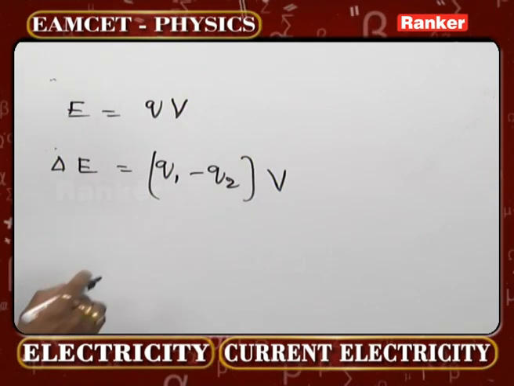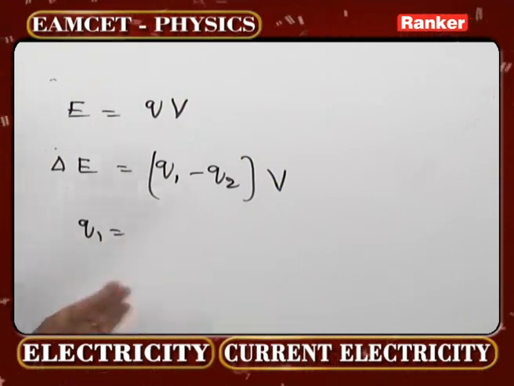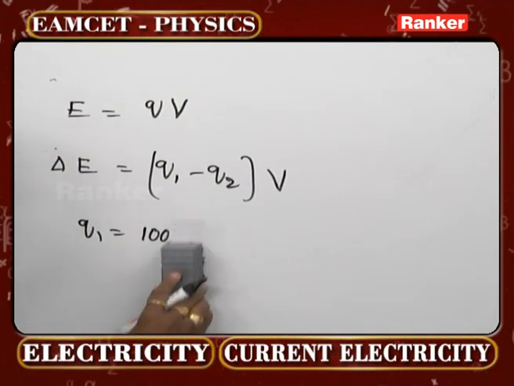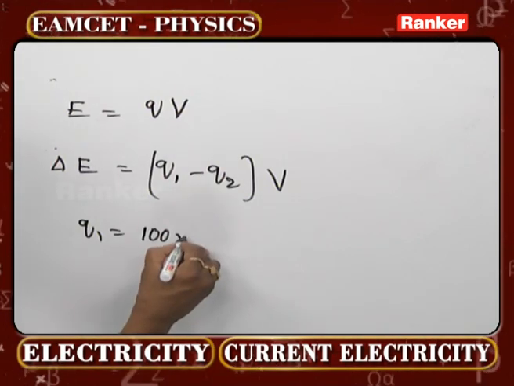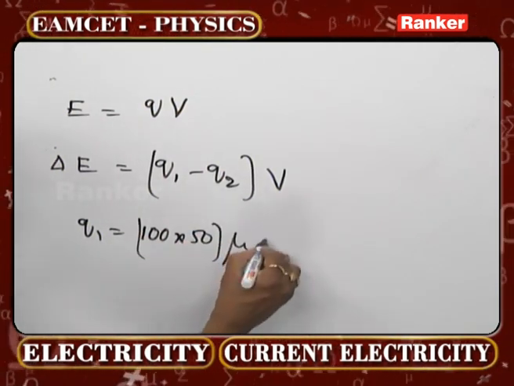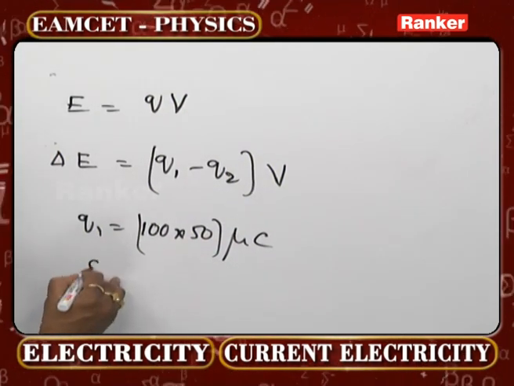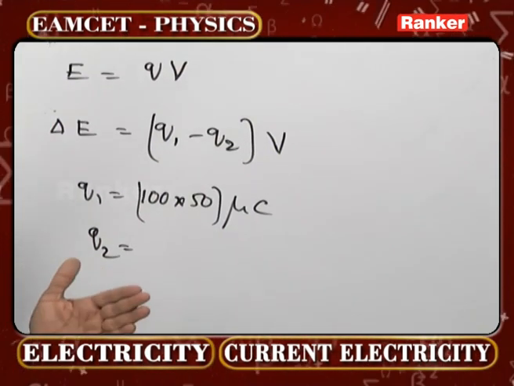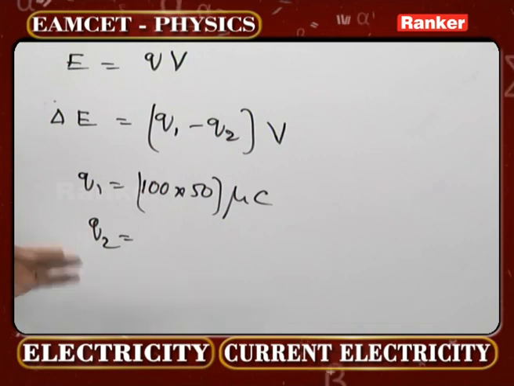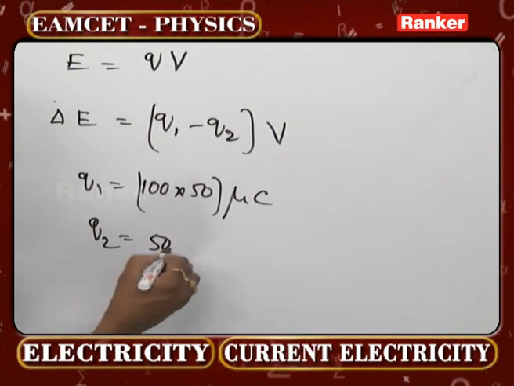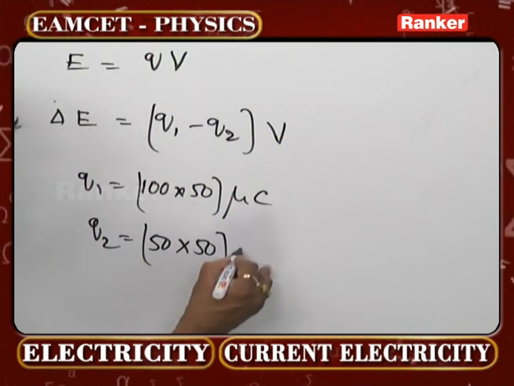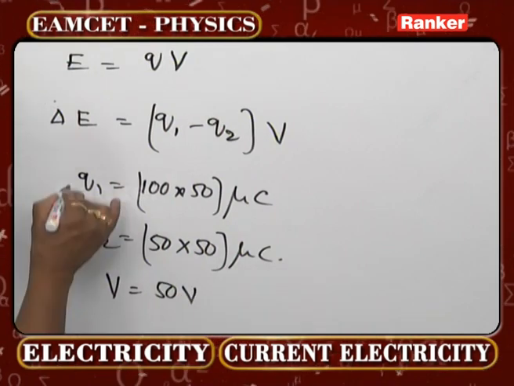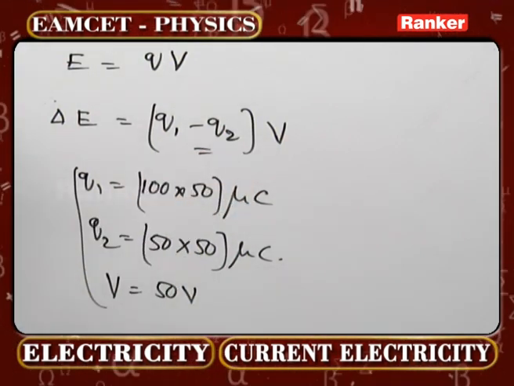So what is Q1 over here? Q1 is equal to CV. C is given as 100 microfarad, into the value of V. What is V given? 50. So 100 into 50 microcoulomb I can take. What is the next one? That is Q2. The moment the distance of separation between the plates is doubled, automatically capacity becomes half. So it now becomes 50 into 50 microcoulomb. And what is the PD given? 50 volt.